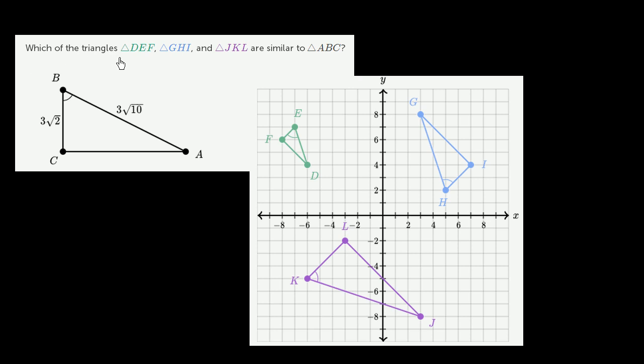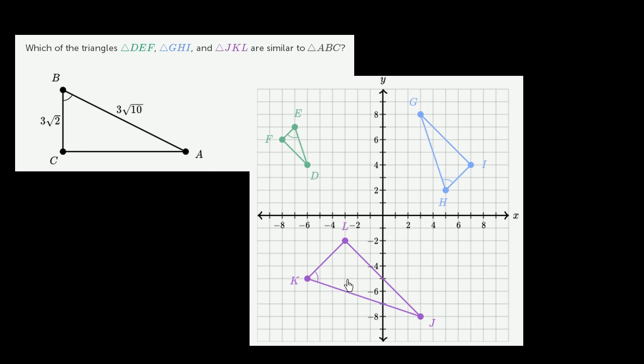Which of the triangles, triangle DEF, triangle GHI, and triangle JKL, are similar to triangle ABC? And we have this triangle ABC. They've just marked one of the angles, and then they've given the lengths of the two sides on either side of that angle. And you might remember from geometry class, you can prove that two triangles are similar if you can show they have corresponding congruent angles.